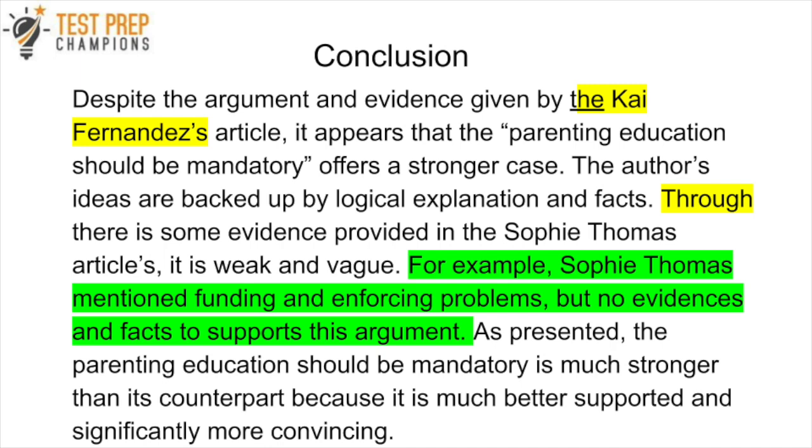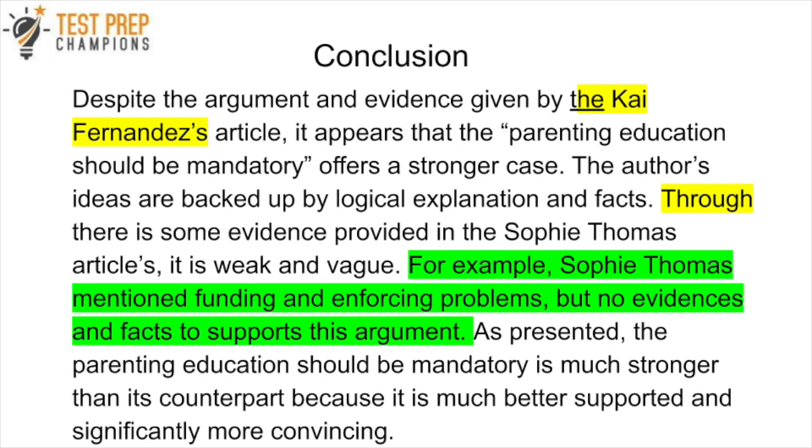what I notice here is that a lot of test takers struggle with refutations in their essays, and you've actually done a good job of starting off a refutation here, where you look at the argument that Sophie Thomas is making, and you point out why it's weak, and you just kind of blast the argument to shreds. So good job there. You're doing a good job introducing a refutation, but it's really leaving me as a reader wanting to know more about Thomas's ideas on funding and enforcing problems.